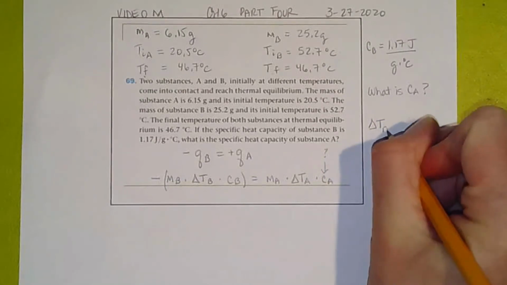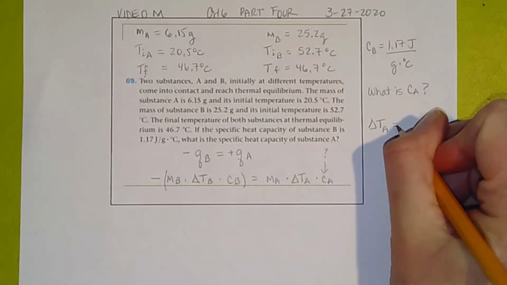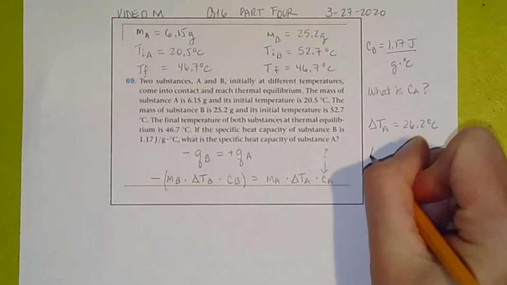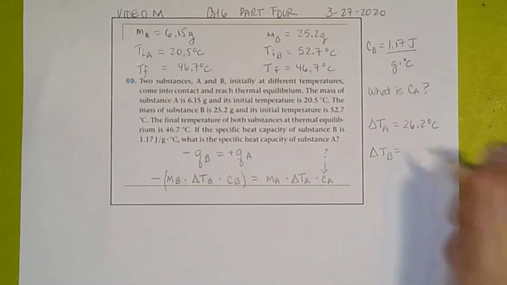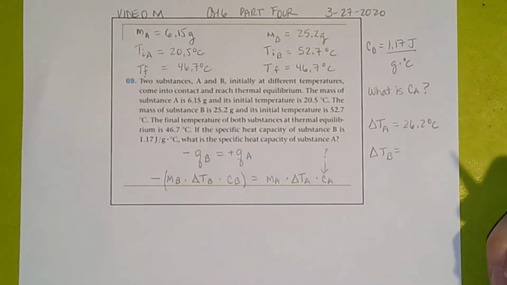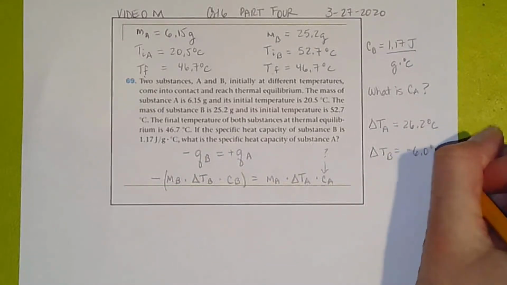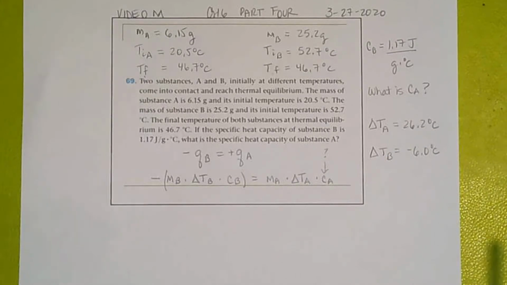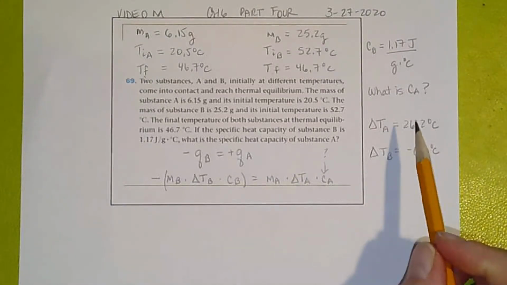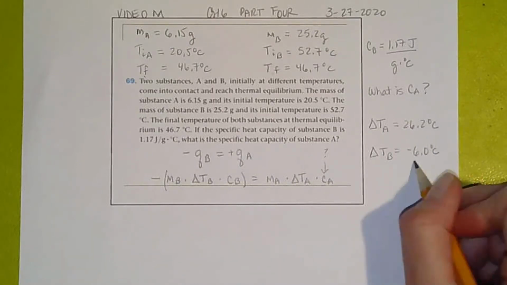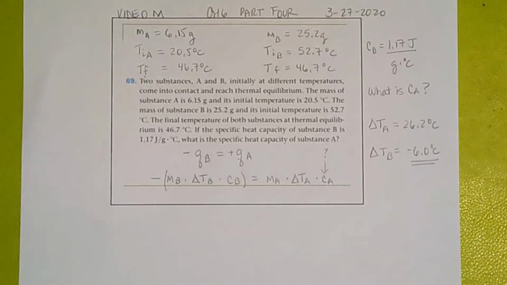Delta T for A, if you do the calculation, is 26.2. And delta T for B, it's final minus initial, is negative 6.0 degrees. I want to point out something here. Tro has a mistake here in his key. My key is correct. His has the wrong number of significant figures.